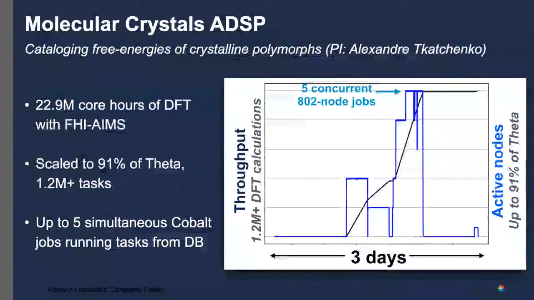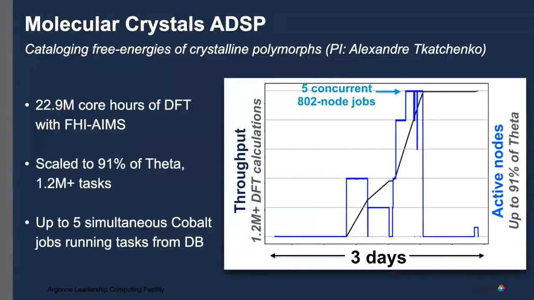So as an example of real world usage, we see the throughput and utilization from an Argonne data science project, which was involved with looking at free energies of several molecular crystals. Here we ran over 20 million hours of DFT with the FHI-aims application. These were all MPI job mode runs under Balsam, so each run was a single app run. We scaled this to over 90% of Theta, and in the end, we ran several million tasks. And there were up to 5 simultaneous jobs running at a single time.